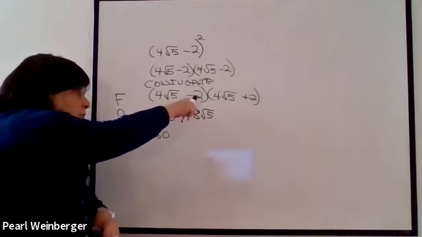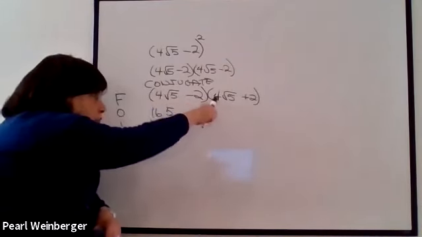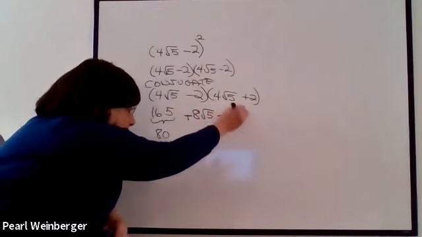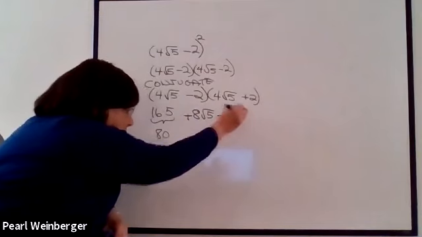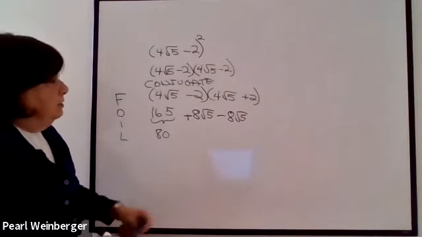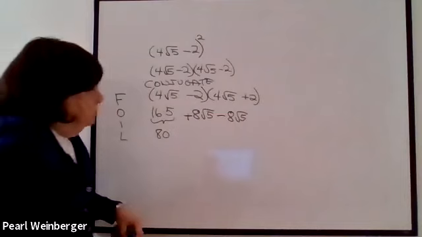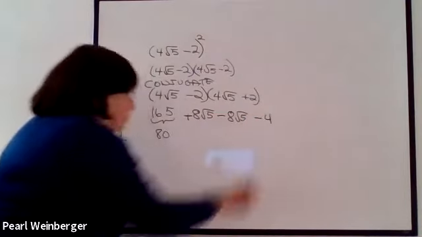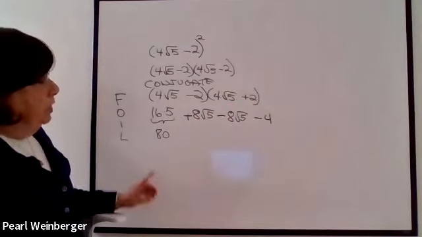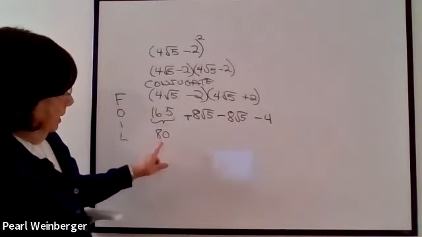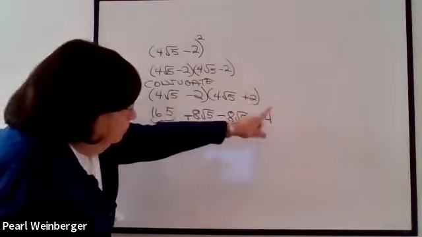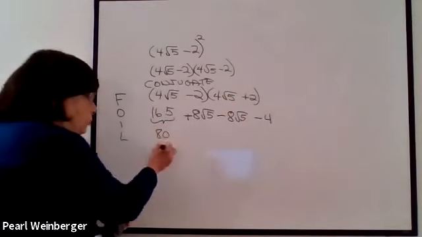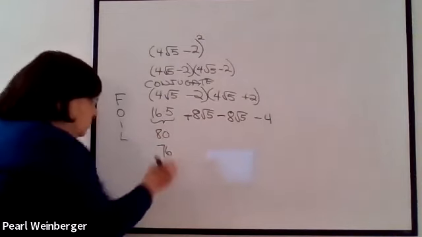And the inner will be negative 2 times 4 radical 5, which will give me negative 8 radical 5. And the last will give me negative 2 times positive 2, which is minus 4. And if I want to combine the like terms, I have this 80 and negative 4 that don't have any radicals with them. So those are like terms.